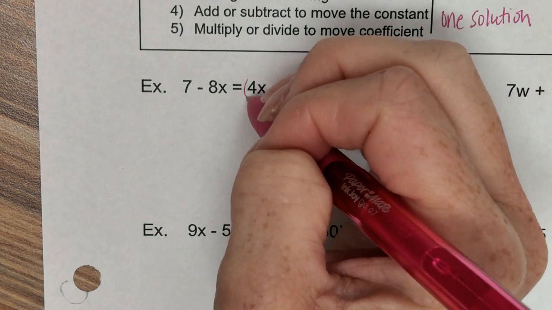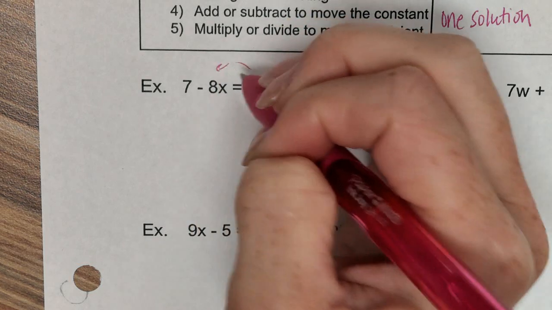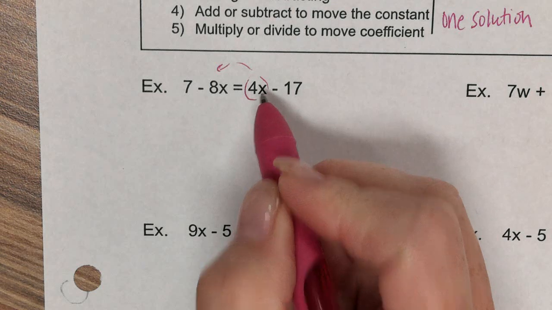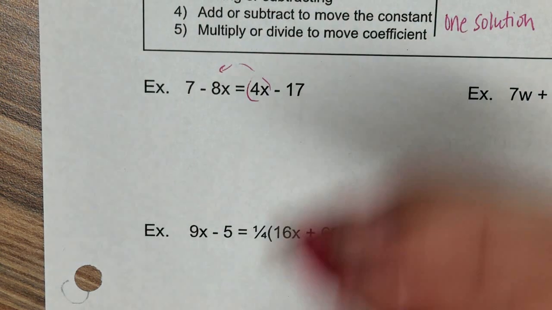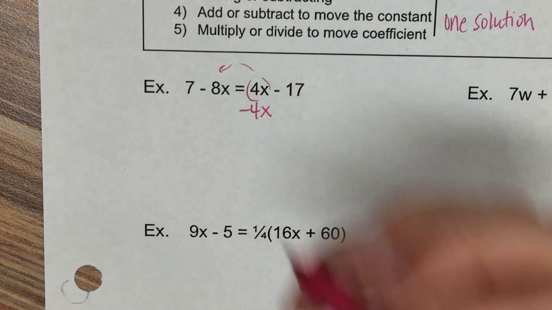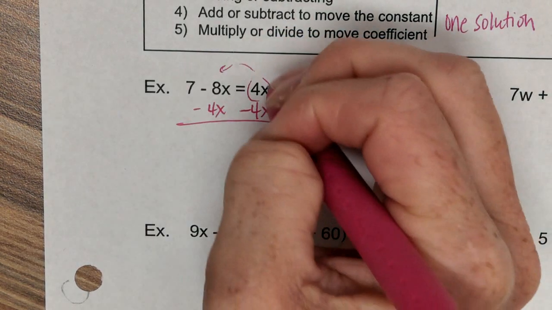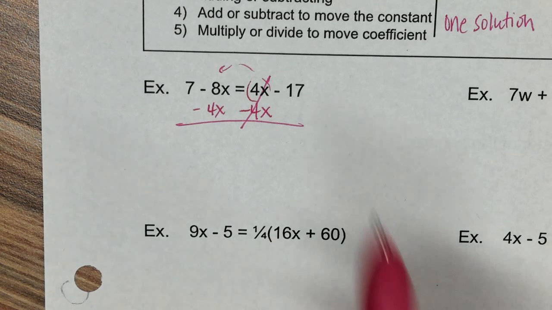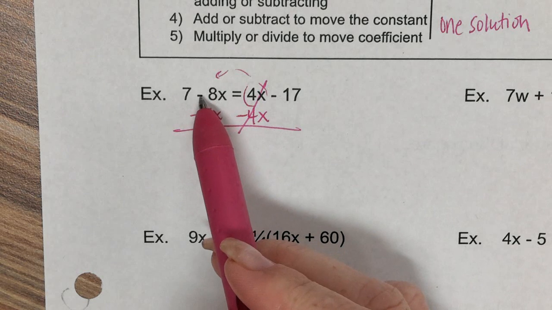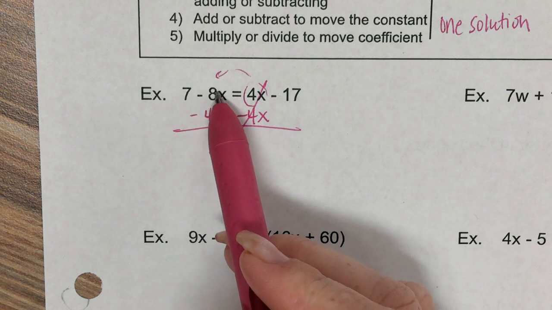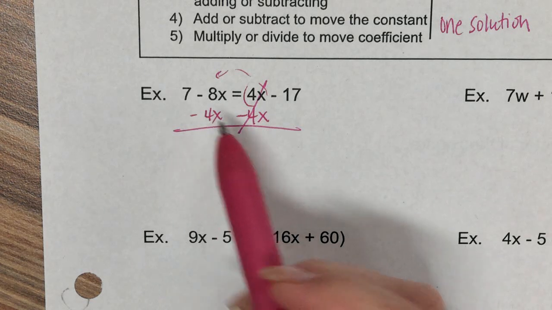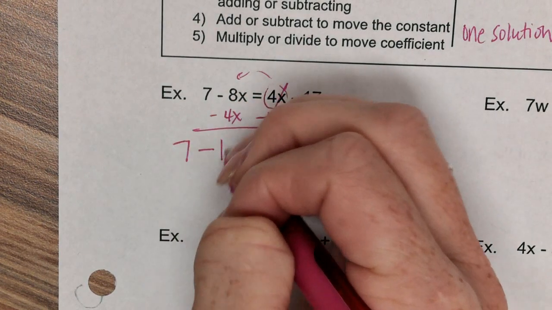So this 4x needs to come to that side. Yes? How will I move and zero out a 4x? Minus 4x. And whatever I do to the right, I have to do to the left. So that's going to cancel out. Now, when I am looking at this and needing to put it in my calculator, how would I read this 8? What kind of value does it have? So negative 8 minus 4 is negative 12. So I have 7 minus 12x.